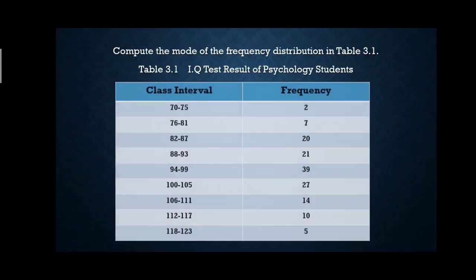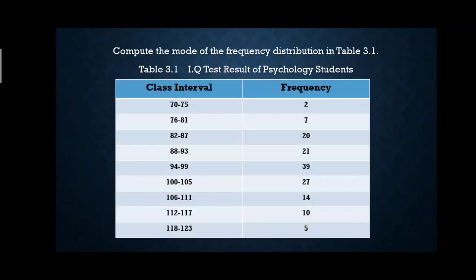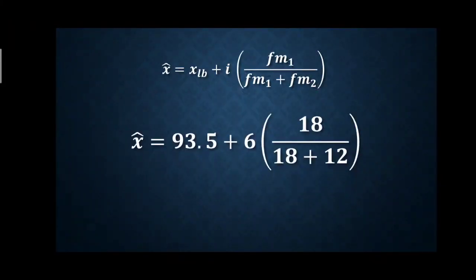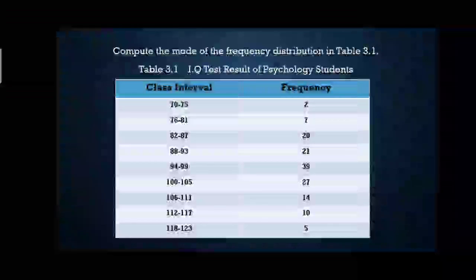So compute the same values. So we have the highest frequency is 39, right? So 39. So we have the lower class boundary is 93.5, the same. The lower class limit is 94. Since 39 is the highest frequency, subtract 0.5 from the lower class limit, which is 94, minus 0.5 is equal to 93.5.